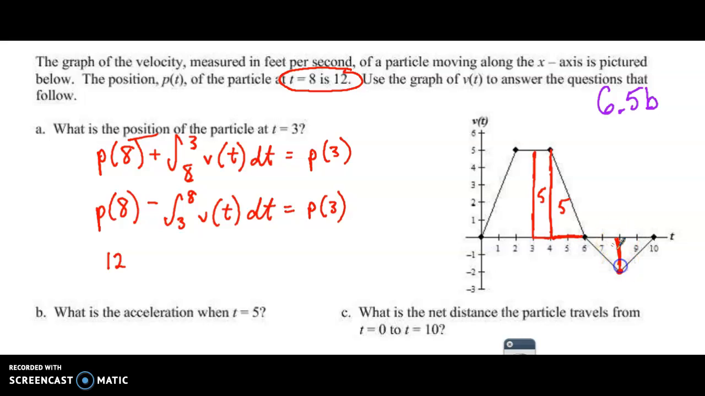And then this area, now remember it's below the x-axis, so it's got to be negative. Half of 2 times 2, if I'm reading this correctly, would be an area of negative 2. So 5 plus 5 is 10, minus 2 would be 8. So 12 minus 8 will give me 4 for that value.